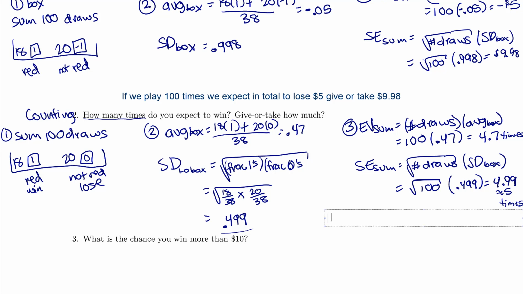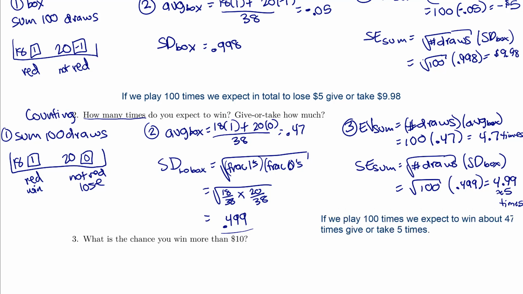And then for my conclusion, it would be, I'm so sorry, it is not 4.7 times. This is what happens when I'm trying to do it in my head to save time. It should be 47 times. That makes much more sense. Which would be almost half if we had 18 out of 38 chances to win. So if we play 100 times, we expect to win about 47 times, give or take 5 times.